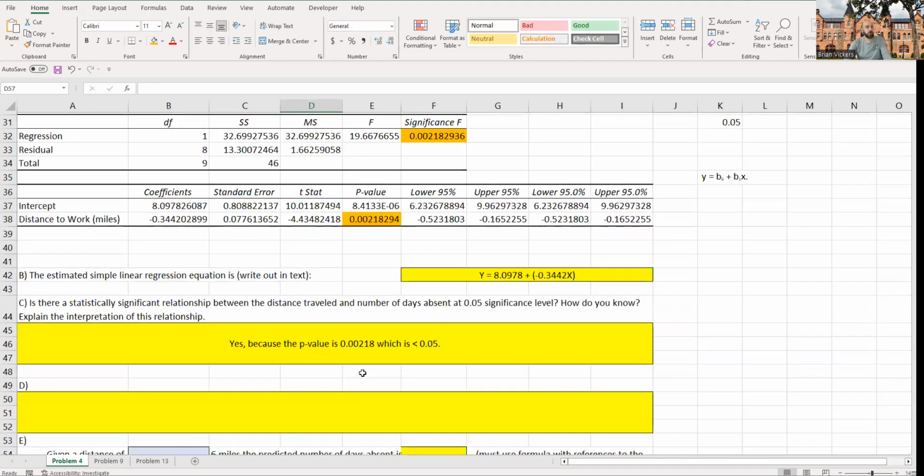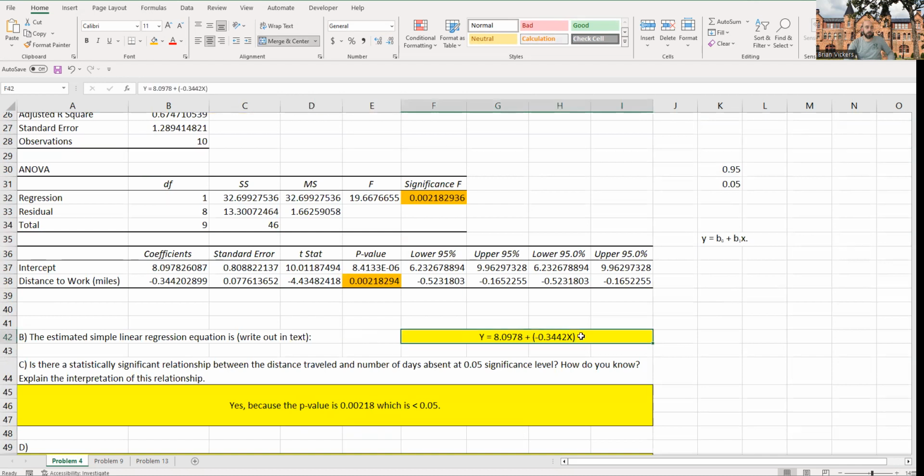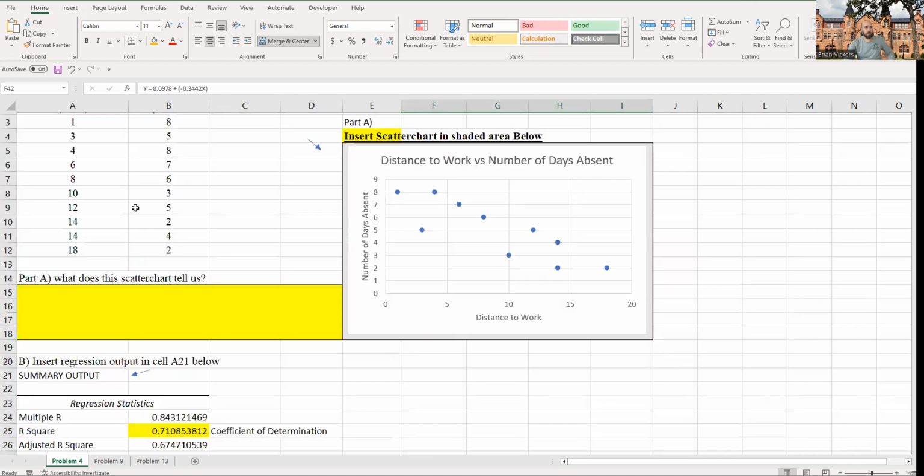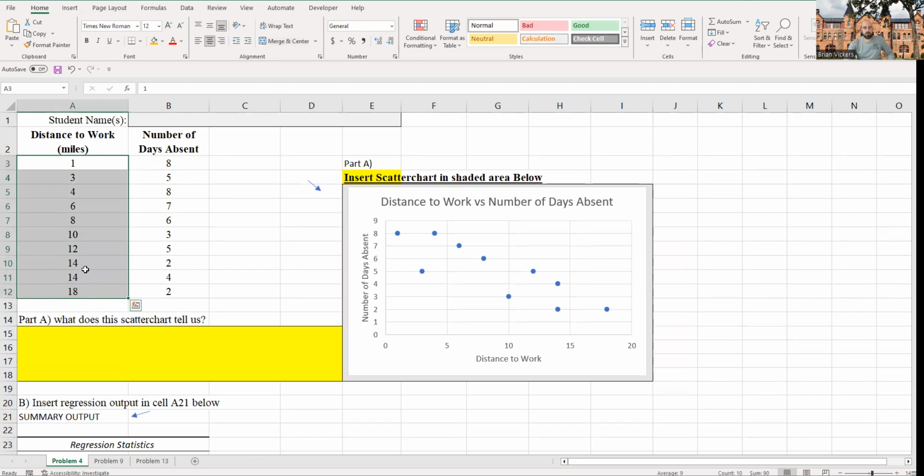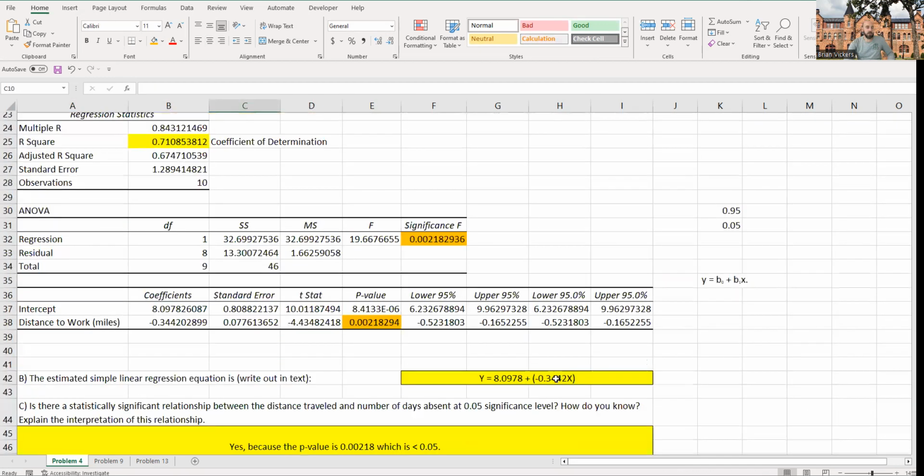All right, there we go. So what we can do is, whenever we want to plug in a substitute for this x variable, distance to work in miles, whatever number I plug in, let's say I did 8 miles or 7 miles or 9 miles, it's going to estimate the number of days absent. So I plug in 8.0978 plus negative 0.3442 times that value. Whatever that value is, I'll write times or write x, either way.